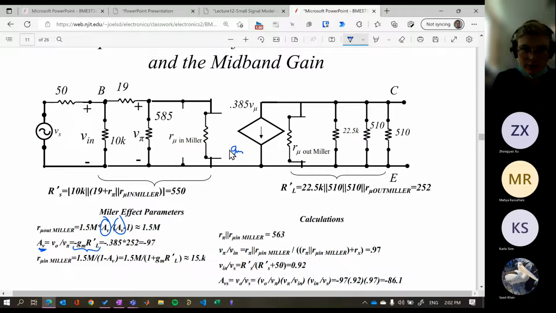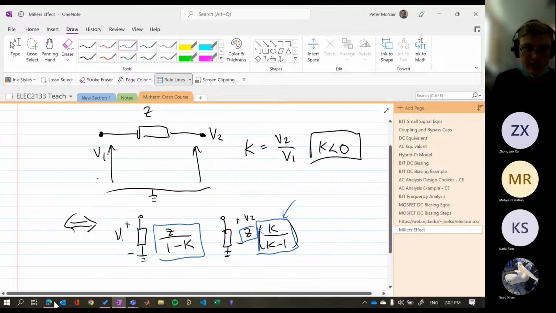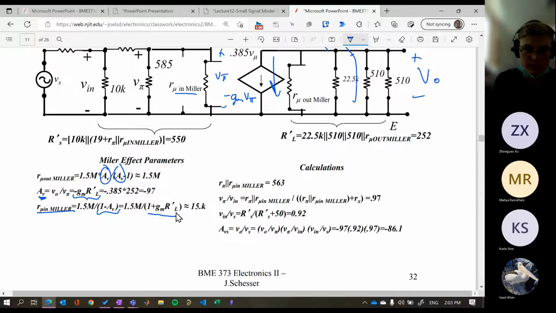This is minus GM V pi. That's V pi. And that current flows up through all three of these resistors and down through here. So that current has a value of minus GM V pi. So then this is our output voltage. We can also find the input resistance due to Miller's effect. It's going to be divided by our 1 minus K factor, which becomes 1 plus GM.